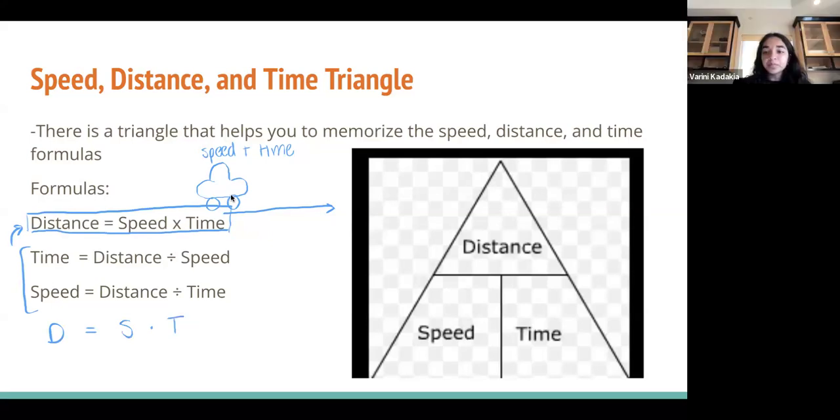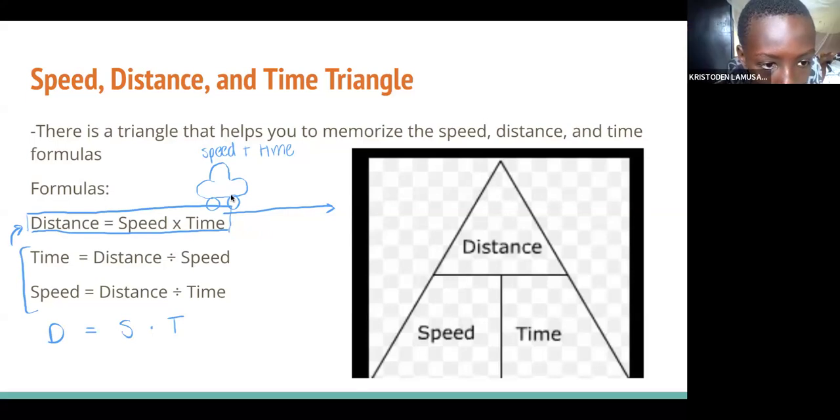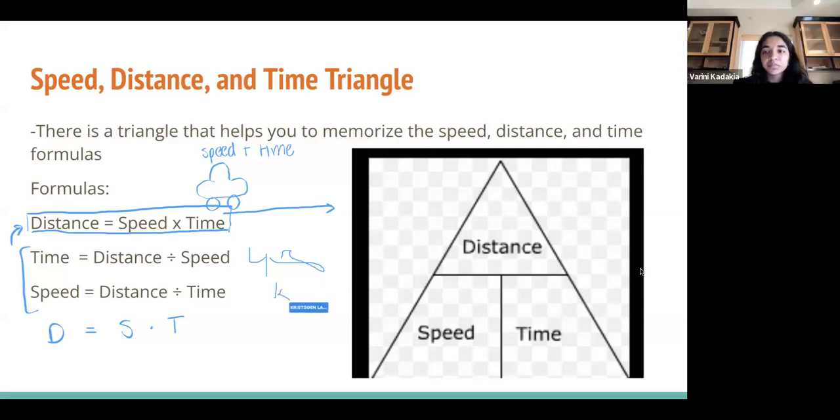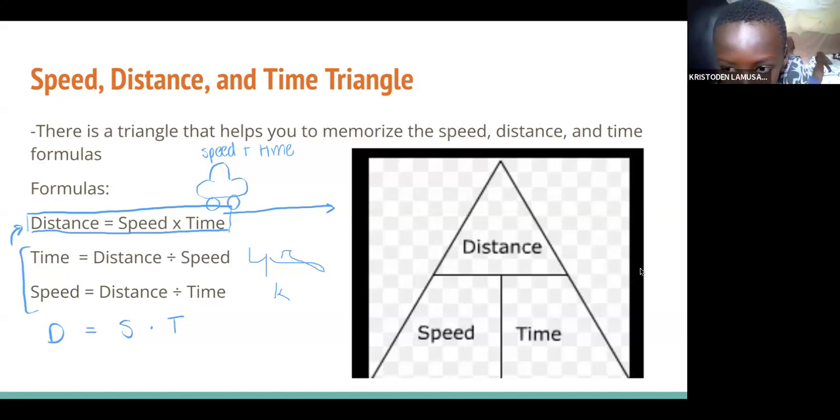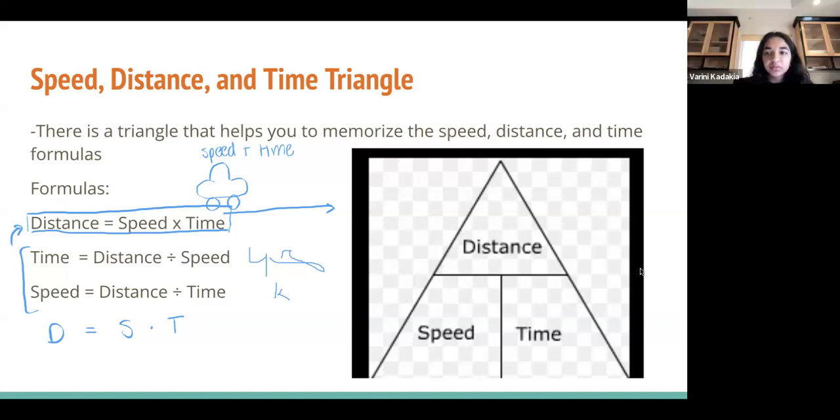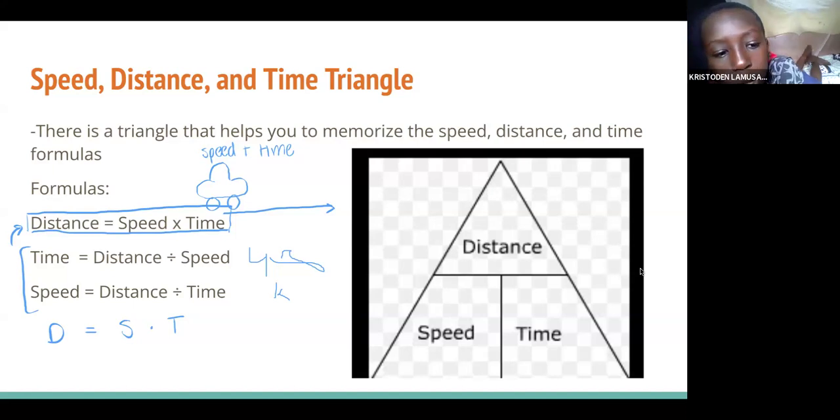Madam, does it mean that if we are traveling at the speed of 48 kilometers per hour, suppose you are traveling from Ghana to the US, and the speed of the airplane is 48 kilometers per hour, does it mean that the speed depends on the time you reach there?